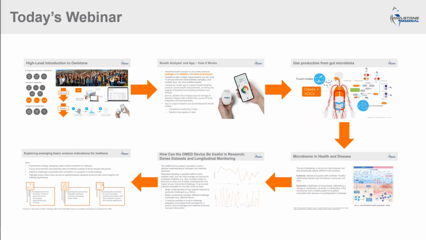And I'll specifically focus here on some of the unique benefits that we think can be enabled using the OMED device in clinical research. And then finally, we're going to hand back over to Matt, who's going to give us some interesting thoughts into where else, outside of just pure gastrointestinal disease, hydrogen and methane molecules might be interesting to study, to give you some ideas about where else this kind of technology could be applied in research.